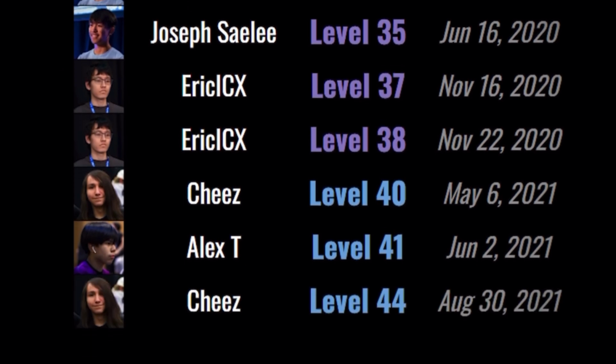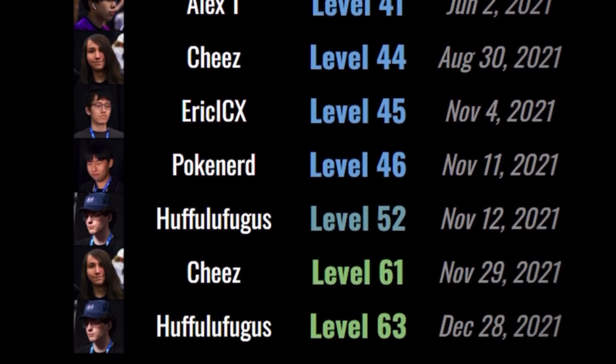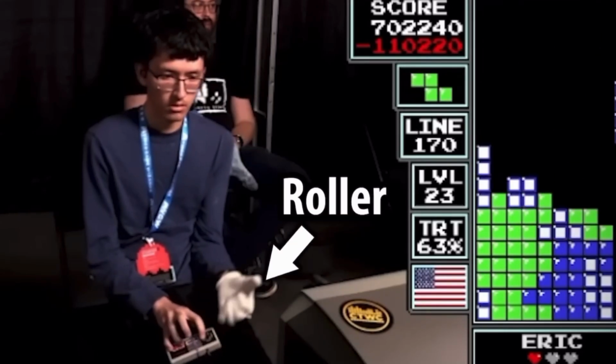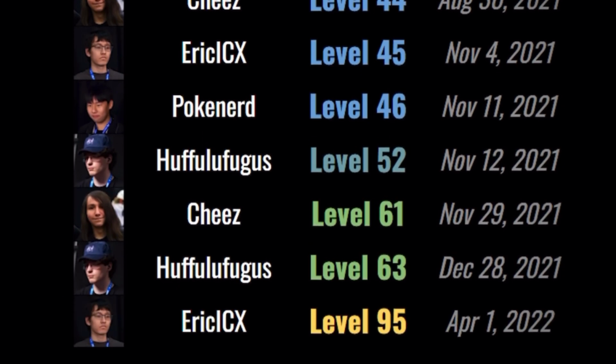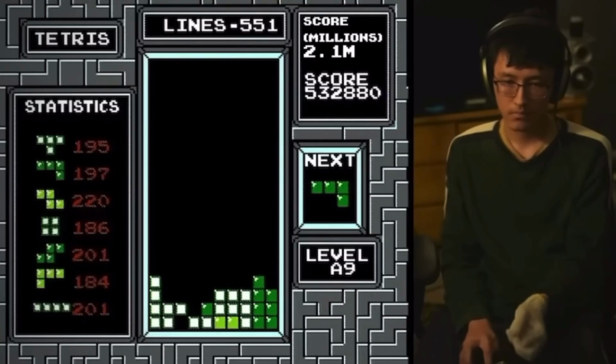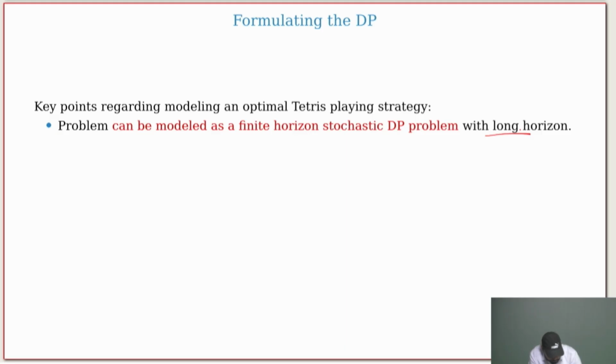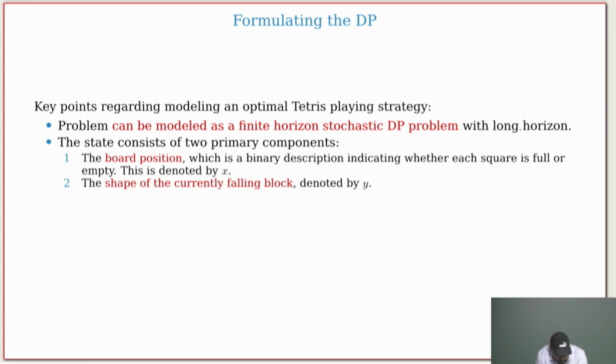Over the next few months, there was a flurry of new records as most of the top players in the scene switched over to the new rolling technique, culminating in Eric ICX, now a roller, shattering the record in 2021 by making it all the way to level 95. With the fastest speed in the game now fully mastered, it seemed like the sky was the limit for how far players could go.